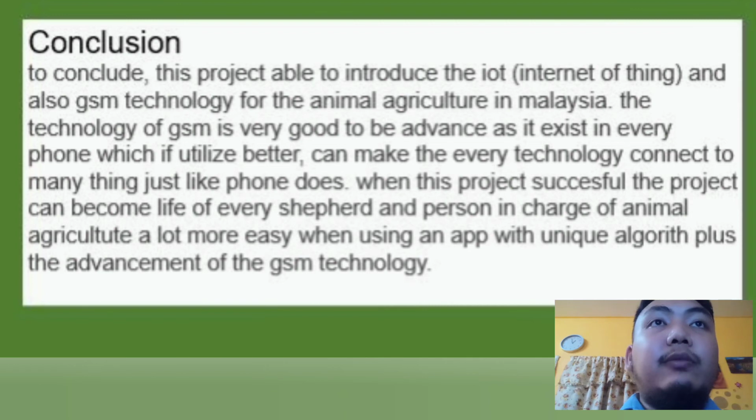When this project is successful, it can make the life of every shepherd and person in charge of animal agriculture a lot easier. Using an app with its own unique algorithm plus the advancement of GSM technology, the connection between the goat feeder machine, the user's phone and any other device can really connect better. So let's continue with the simulation part.